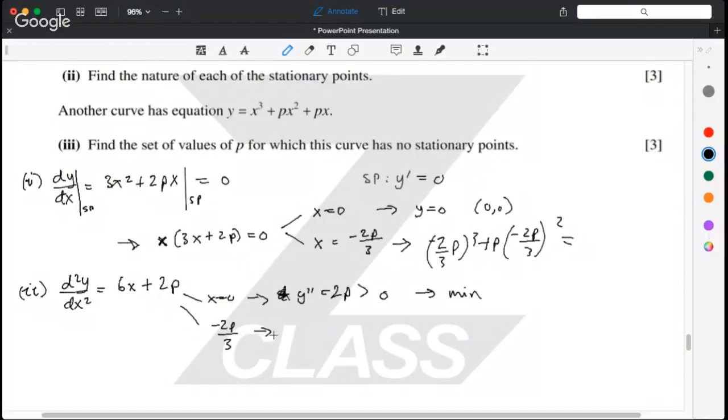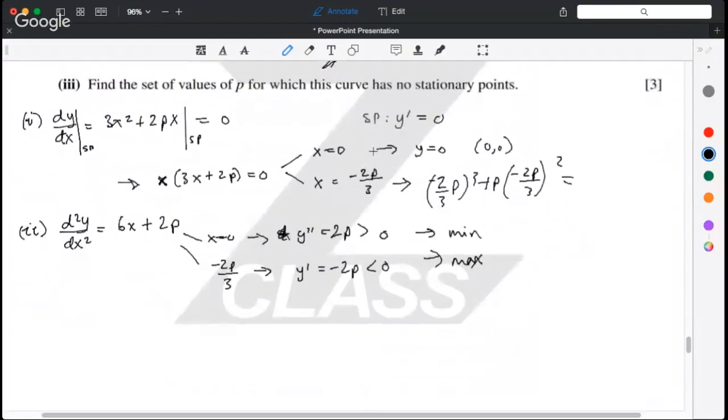Minus 2p over 3, if you plug it in, you'll see that it's equal to minus 2p, which is less than 0, so this is a max. So that's done. Now they're saying they've got this other curve with p in it, and then find the set of values of p for which this curve has no stationary points.